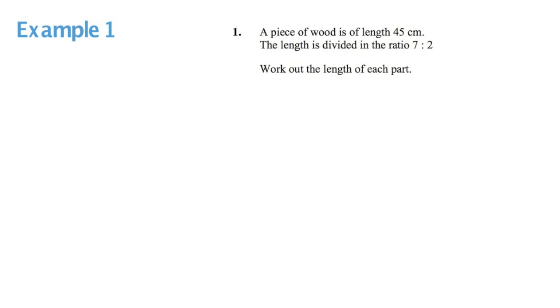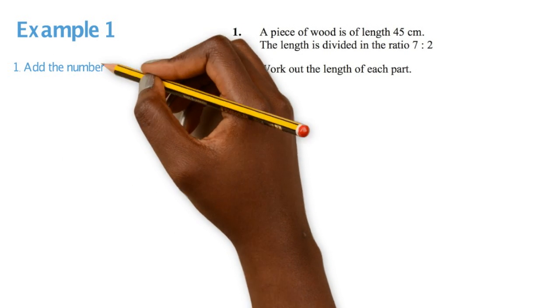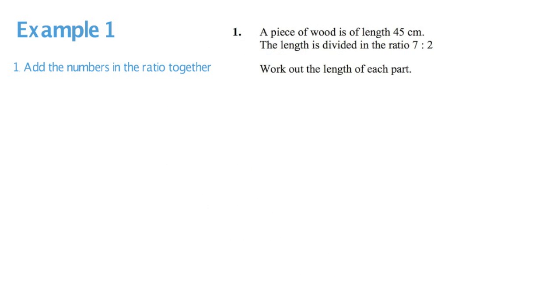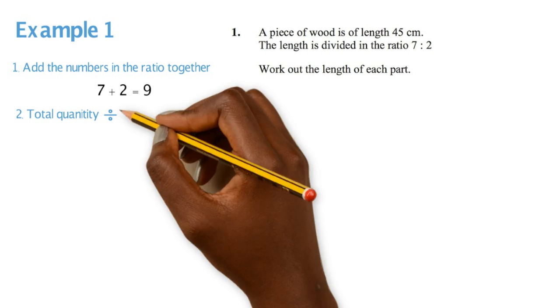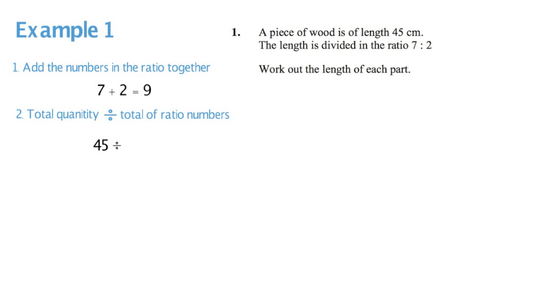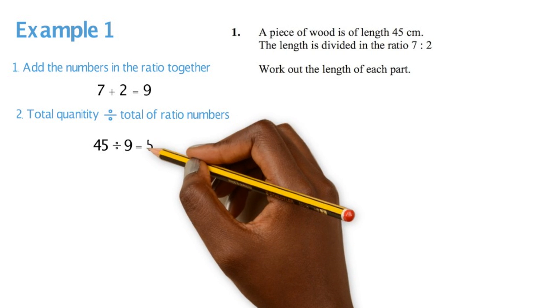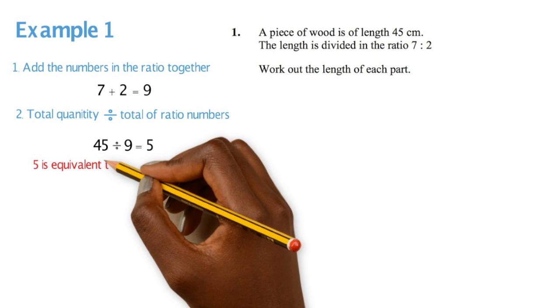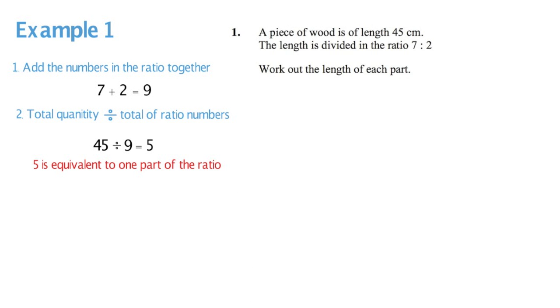Okay, so looking at an example of a past paper question. Example 1 says a piece of wood has a length of 45 centimeters and the ratio is 7:2. So in terms of working out the length of each part, the first thing you're going to do is add the numbers in the ratio together. So 7 plus 2 would give you an answer of 9. Then, you're going to do the total quantity, so in this case it's the length of the wood, which is 45, divided by the total of the ratio numbers. So in this example, that would be 45 divided by 9, which gives an answer of 5. So this means that 5 is equivalent to 1 part of the ratio.